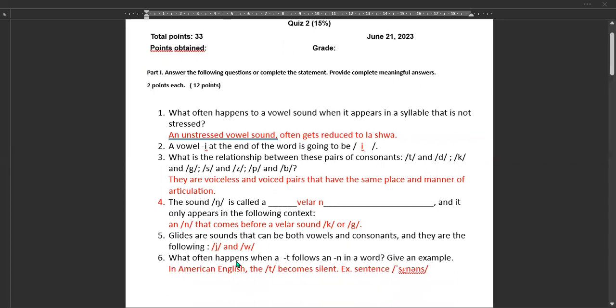Glides are different from the rest because they can be both vowels and consonants, and the glides are the ya, the first one, which is ya, and the wa.